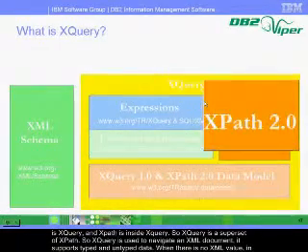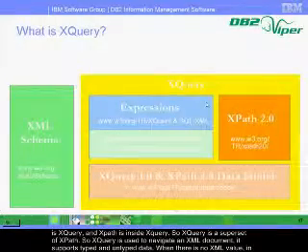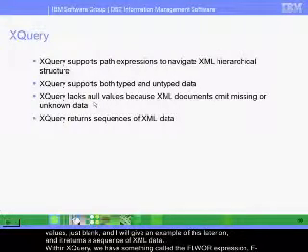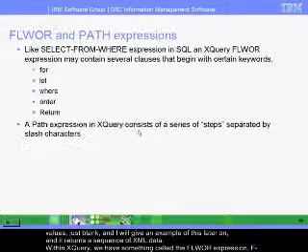XQuery is basically a superset of XPath, as you can see, XPath is inside XQuery. So XQuery is a superset of XPath, and XQuery is used to navigate an XML document. It supports typed and untyped data when there is no XML value, and I will give an example of this later on. And it returns a sequence of XML data.